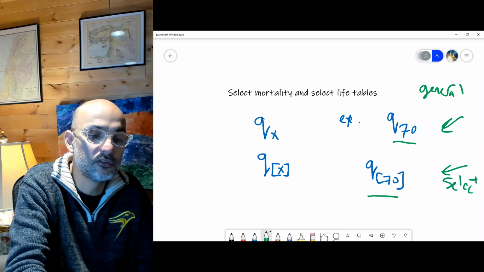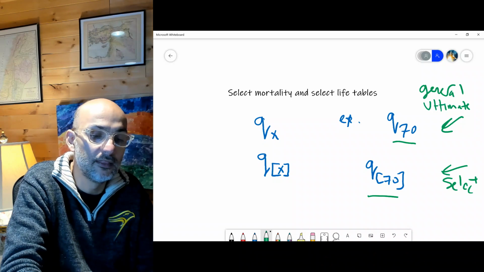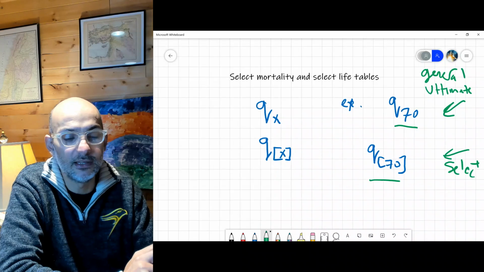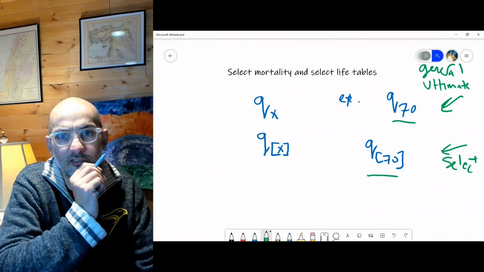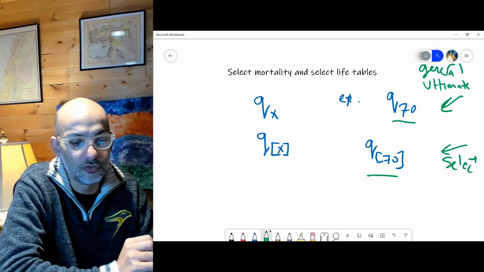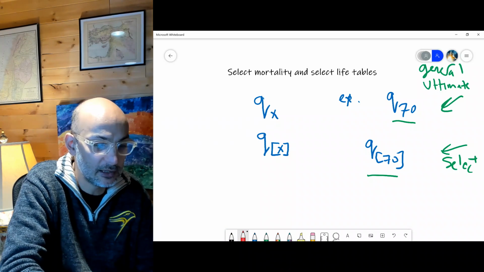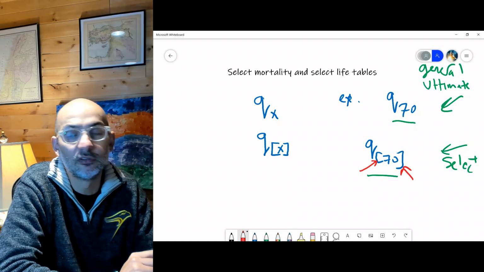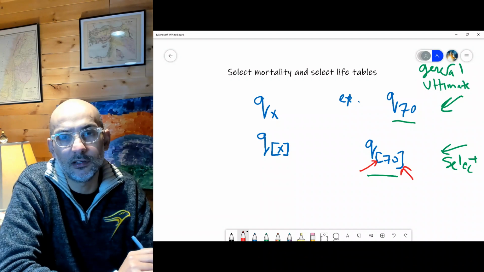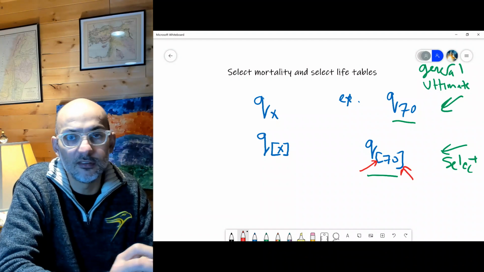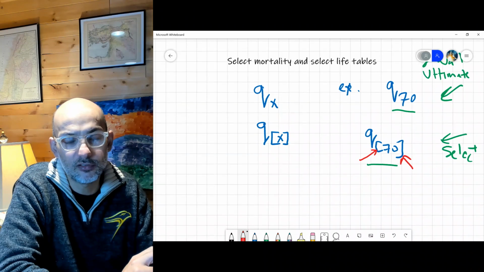We usually use the word ultimate for general, and this one is select. We'll come back to why it's called ultimate. But the idea is that these brackets give us information about when they were issued insurance. The 70 is the age, so it was issued insurance at age 70.